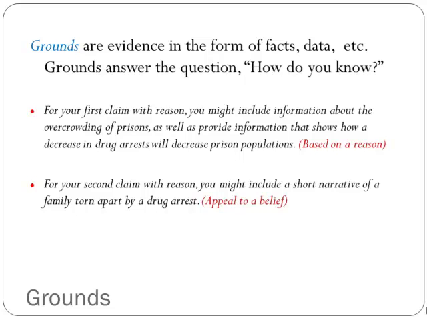Grounds are evidence in the form of facts, data, or any other information that supports the claim. Grounds answer the question, how do you know? For your first claim with reason, you might include information about the overcrowding of prisons, as well as provide information that shows how a decrease in drug arrests will decrease prison population. This would be based on a reason. For your second claim with reason, you might include a short narrative of a family torn apart by a drug arrest. This would represent an appeal to a belief.